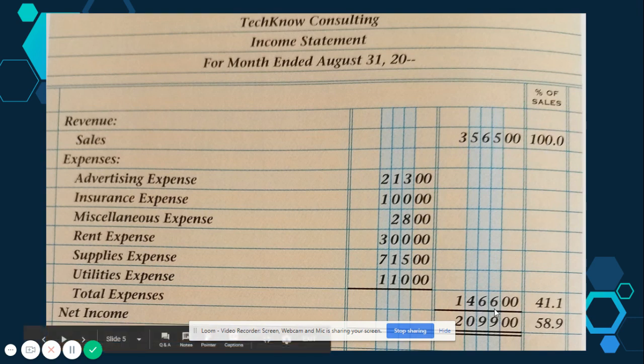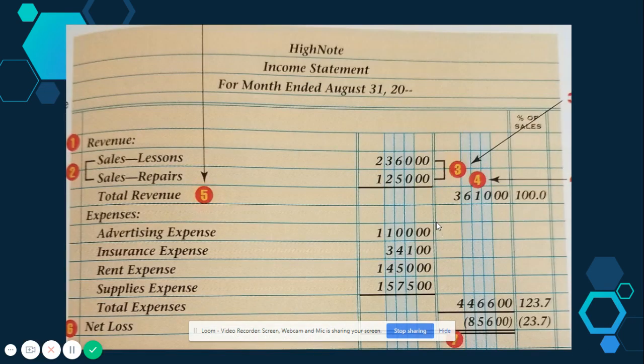Next, we take our total expenses, divide by our sales, and we get 41.1%. And we do the same for our net income, and we get 58.9%. You will notice that these two added together will get you 100%. If we have more than one sales account, so we have two sales accounts here, then they go on the left side. The total revenue will go on the right side.